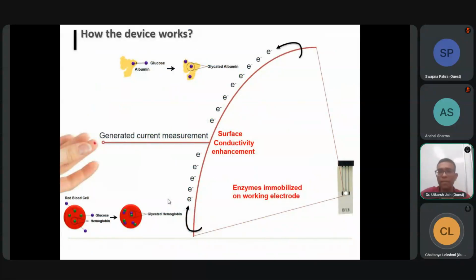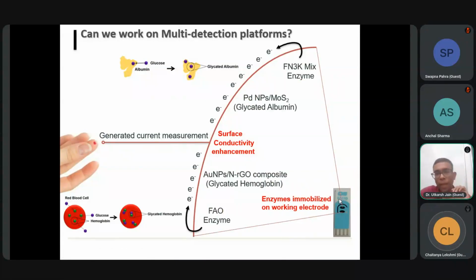This device is an electrochemical enzyme-based biosensing device where the working electrodes were coated with different enzymes. And of course, certain nanomaterials were also utilized in this process on the two different electrodes. The working electrode need not be a single one, but can be a channel of working electrodes, say 2 to 4 to 5, and a couple of working electrodes you can utilize for different molecules.